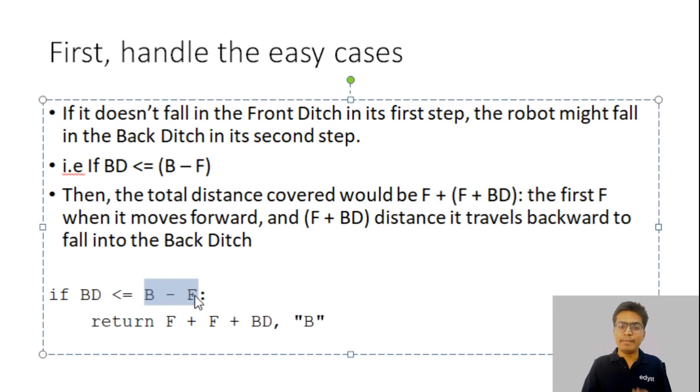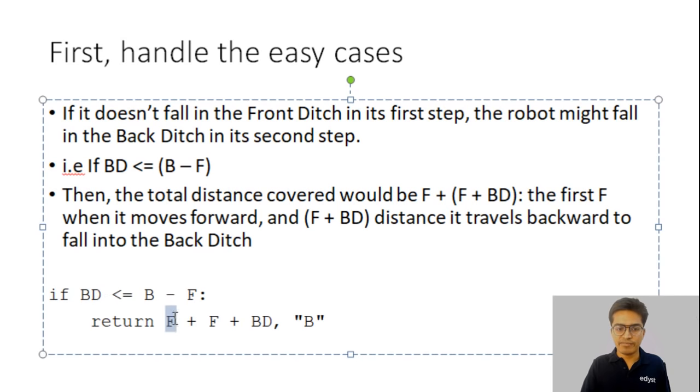Your B minus F, the size of your backward step minus the size of your forward step, is the distance you would have gone in the backward direction by now. If that distance is greater than the distance of the backward ditch, so if B minus F is greater than or equal to the backward ditch, then you know the answer. You don't need to run any for loops. You don't need to do anything complicated to get the answer.